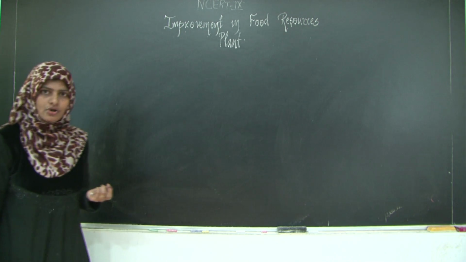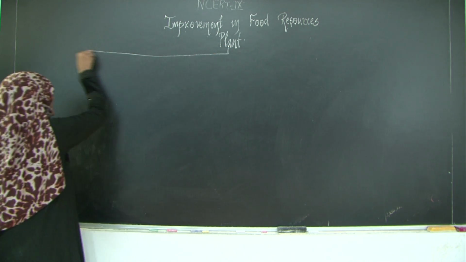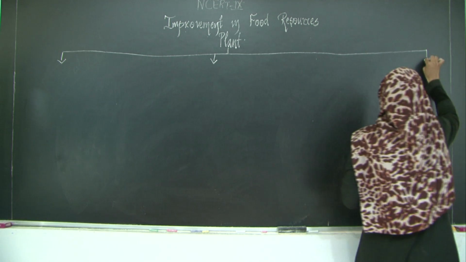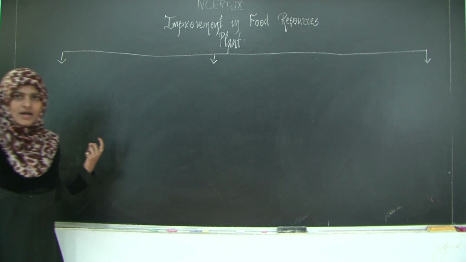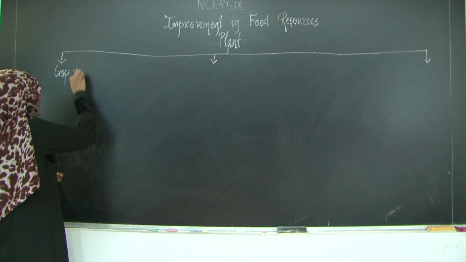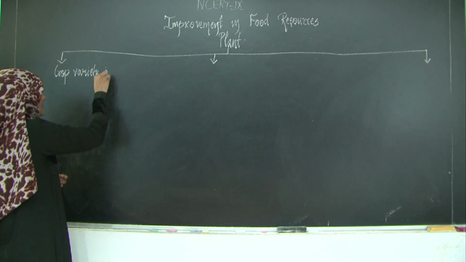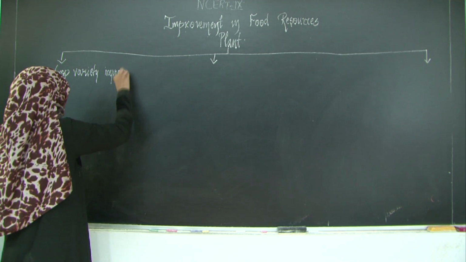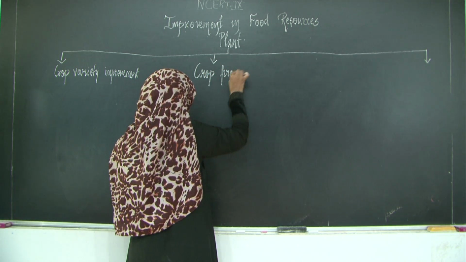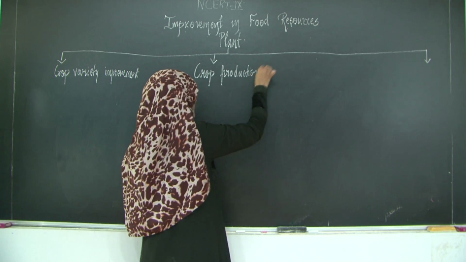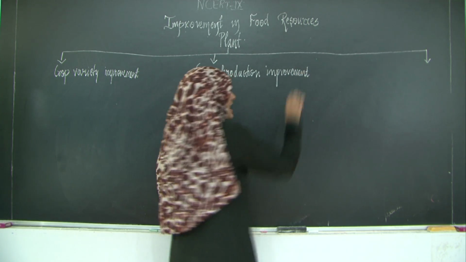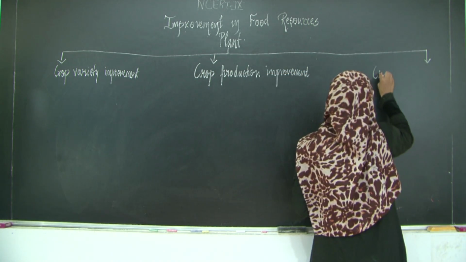Now, for plants or crops, we have 3 different things by which I can have improvement in food resource of a plant. The first one is crop variety improvement. The next one is crop production improvement. And the last one is crop protection management.